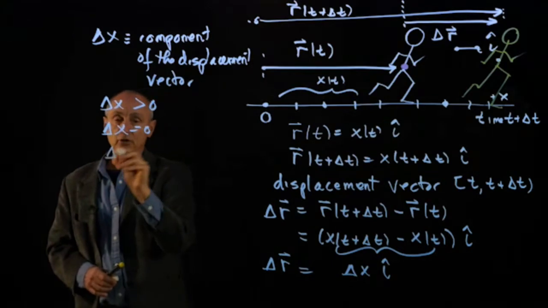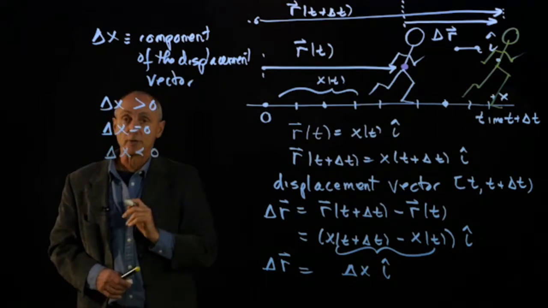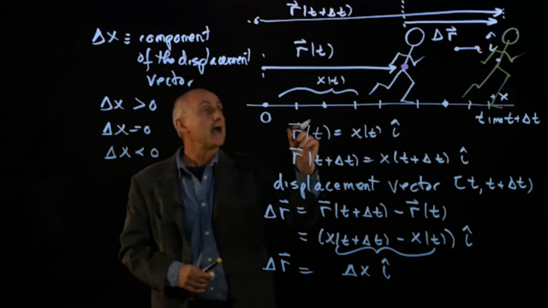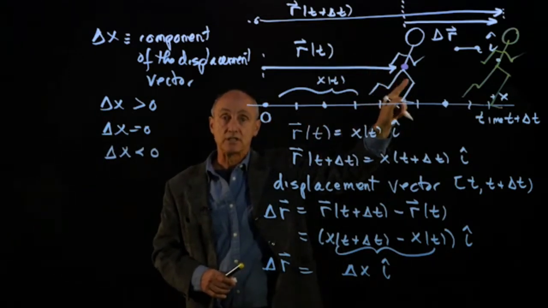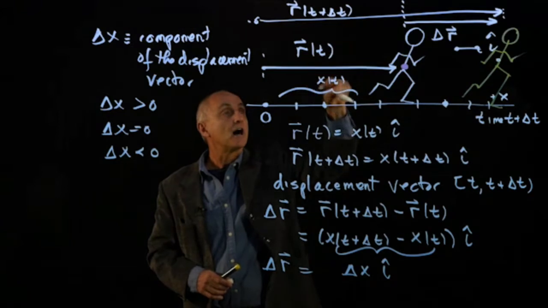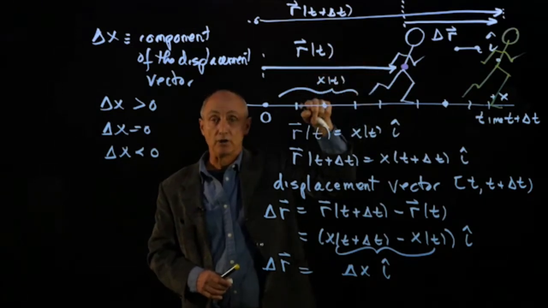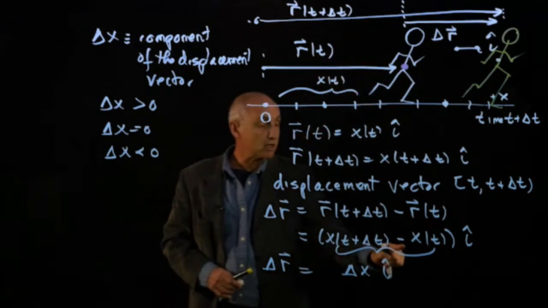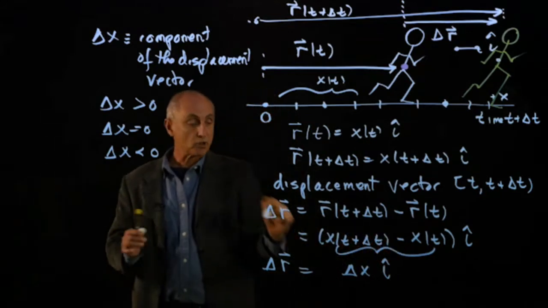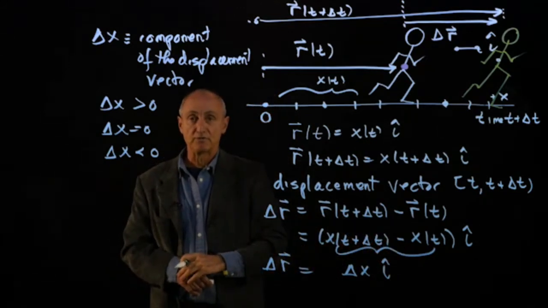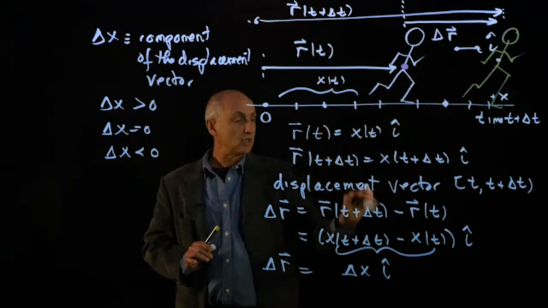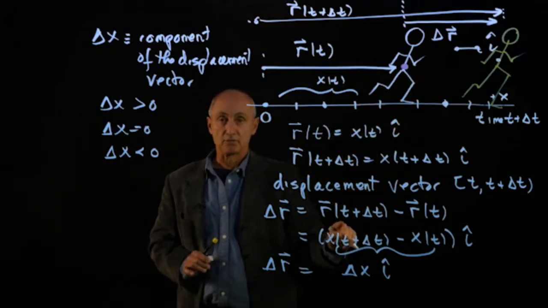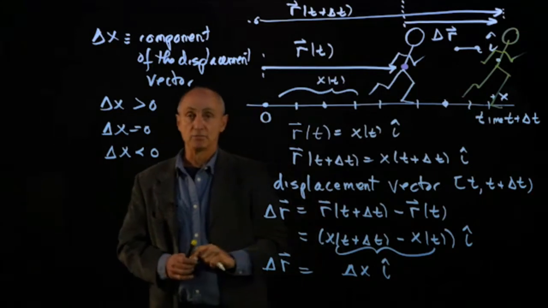The displacement vector could have a component that's negative. And what negative means is that at the end of this interval, t plus delta t, the person is to the left of where the runner started. And so this quantity would be negative. And so this is our crucial displacement vector that describes only the difference in positions of the person between time t plus delta t and time t.